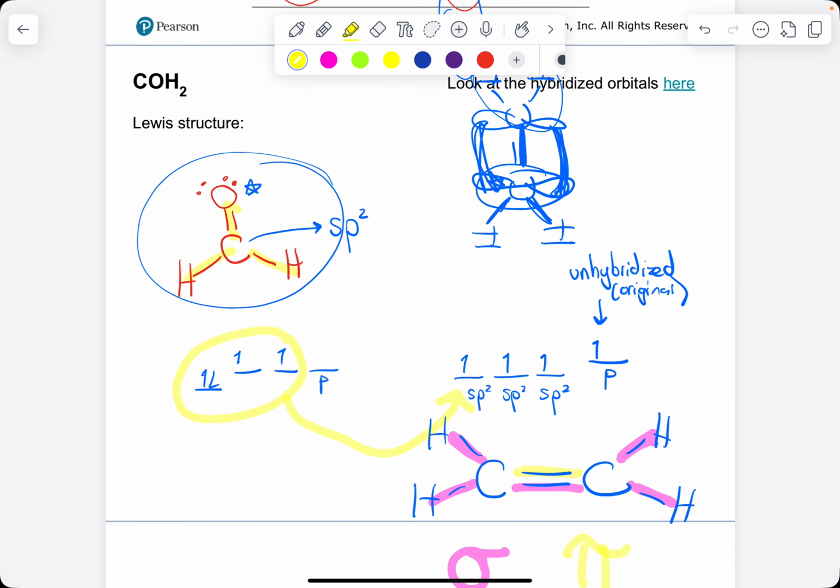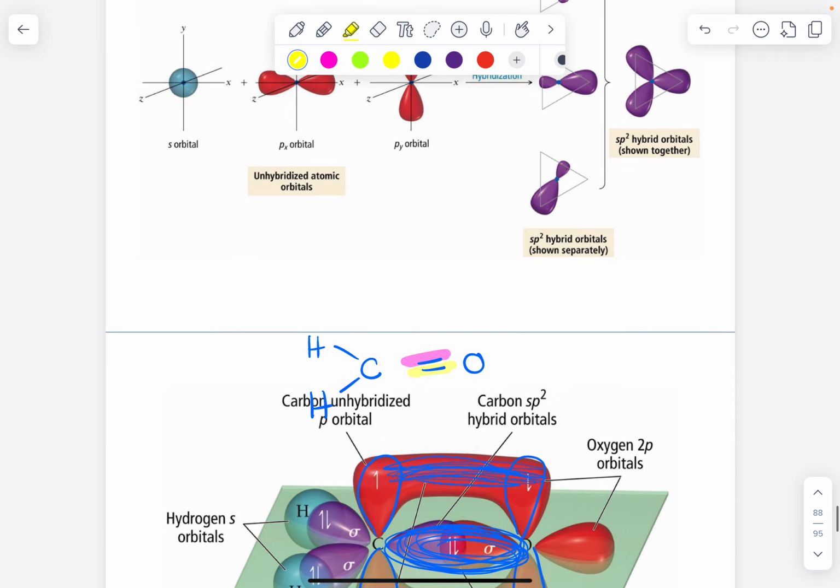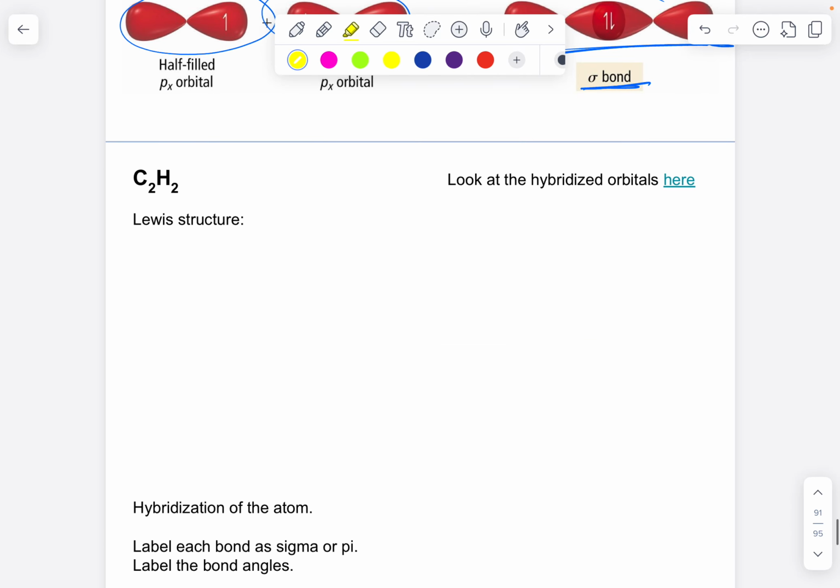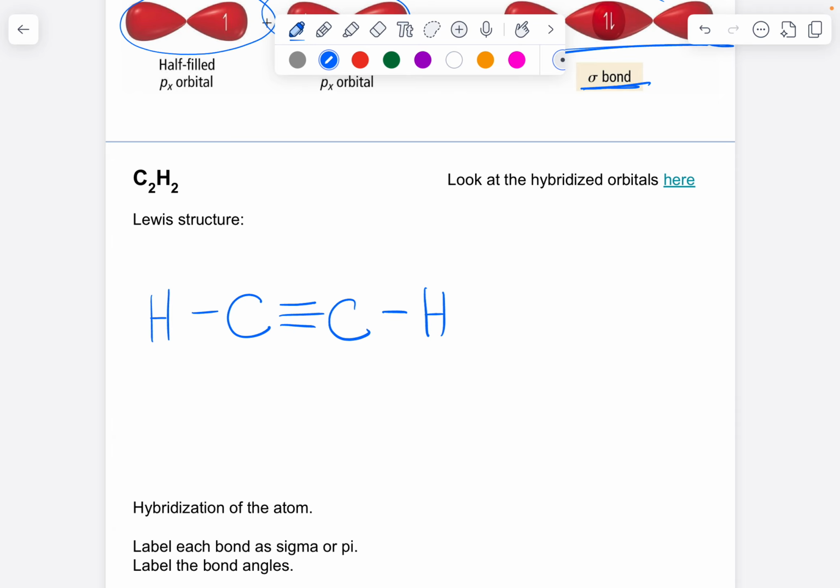All right, we're going to do one more with a triple bond, and that is C2H2. Before I even look at hybridization and everything, I know this bond is going to be a sigma bond, meaning it's going to be a hybridized orbital that overlaps. One of these is going to be a sigma bond. This will be a sigma bond too. And then one of these will be a pi, and the other will be a pi as well.